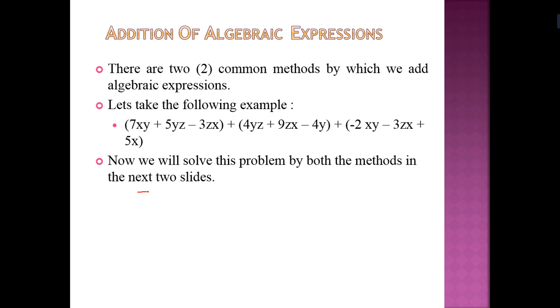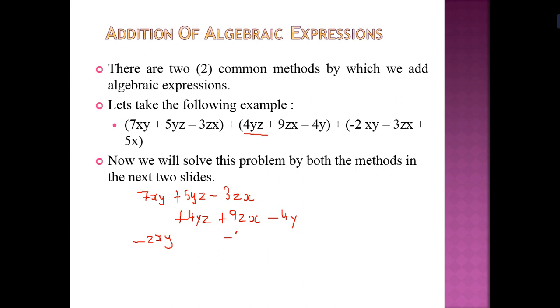So 7xy plus 5yz minus 3zx, it's your textbook type sum. Now plus 4yz, so I have to write it here, plus 4yz. Plus 9zx, I have to write plus 9zx. Minus 4y, so it is not included here because it is unlike. Minus 2xy, so I have to write minus 2xy.